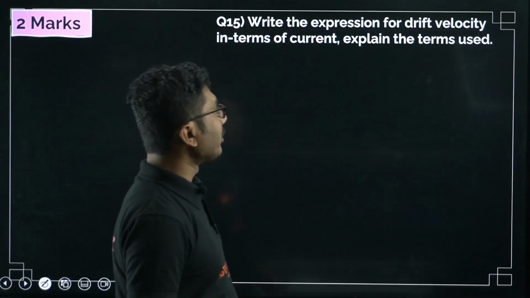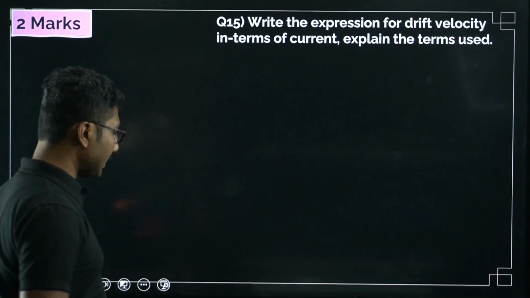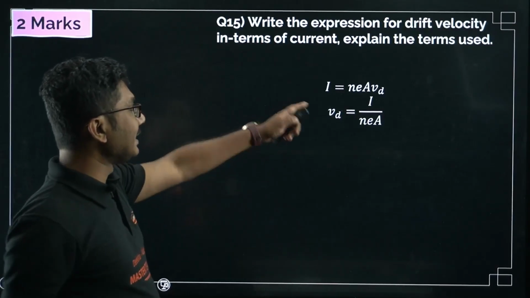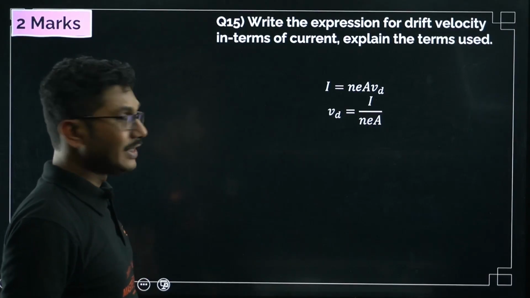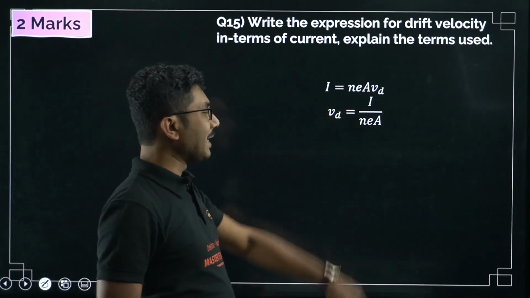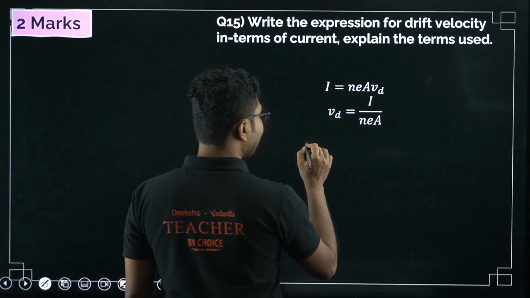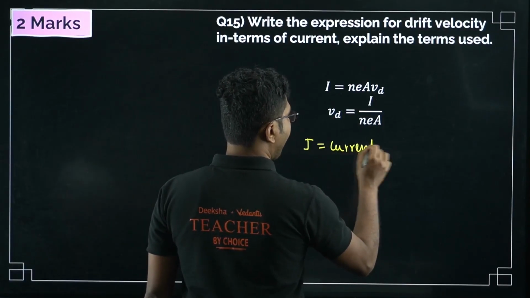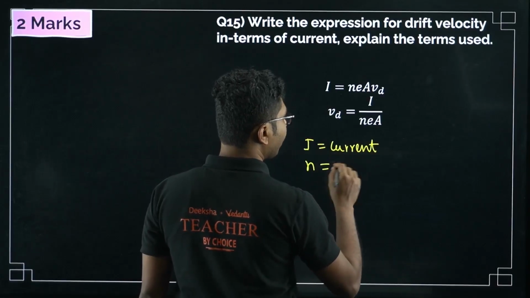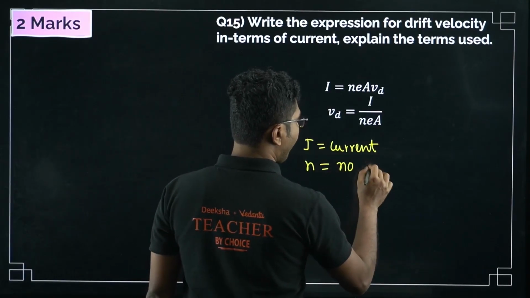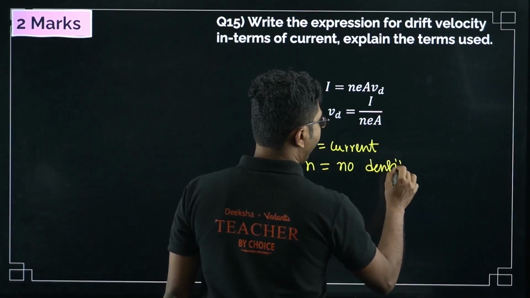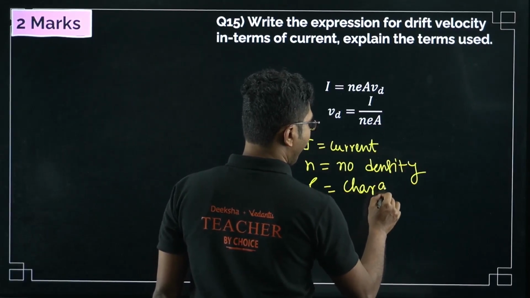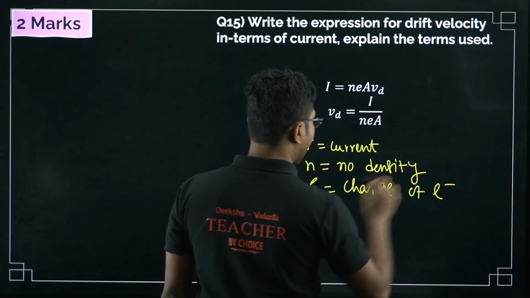Write the expression for drift velocity in terms of current, explain the terms used. Let's see. Current is given by I is equal to nEA vd. So vd is basically I by nEA. I is current, n is number density of electrons, e is the charge of an electron, and A is the area.